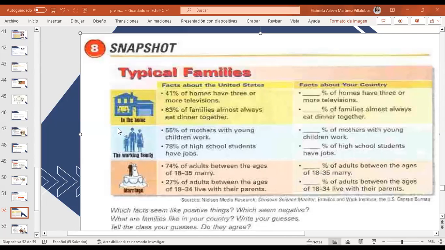Okay. I forgot to switch the images. Okay, so you were saying that 70% of mothers with young children work. What's another opinion? In El Salvador, it's more elevated. I think that it is around 85%. 85%, okay. Let's have another opinion. We have 70 and 85%.